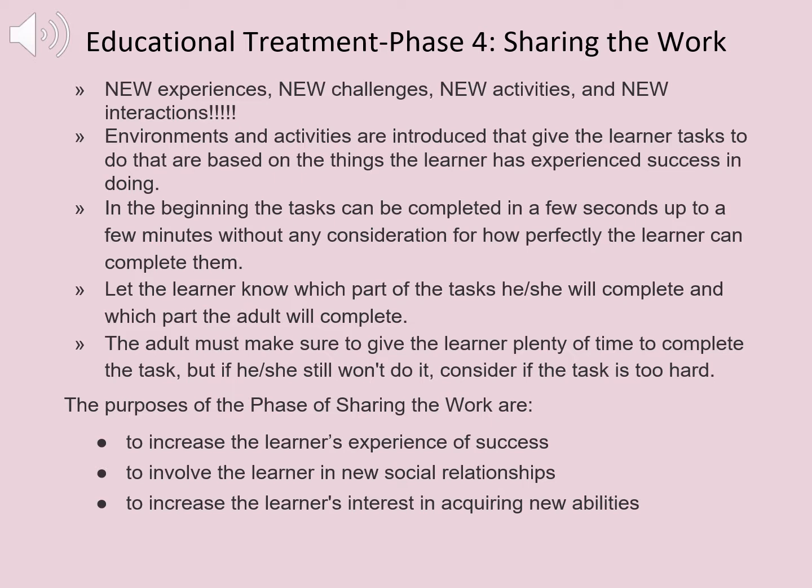If they are reluctant to do the task after being asked several times, the adult can suggest they do it together. Let the learner know which part of the task they will complete and which part the adult will complete. The adult must make sure to give the learner plenty of time to complete the task. But if they still won't do it, consider that it may be too hard. In complex tasks, the adult may need to use various techniques, such as offering and imitation, for different parts. Let the learner know how long the task will last and what will follow.